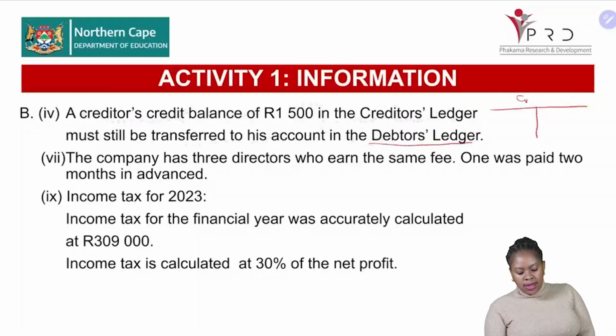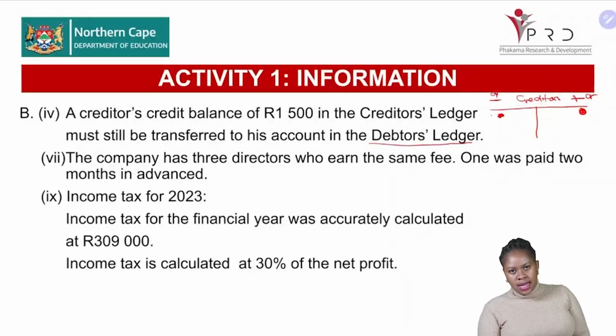We are dealing with creditors. So when we're dealing with creditors, we know that the credit side is positive and the debit side is negative. Okay. So they say that you need to transfer a balance that is on the credit side. So what do you need to do? You need to cancel it in our creditors' ledger. So when you cancel it, it will be a negative. It will be on the negative side.